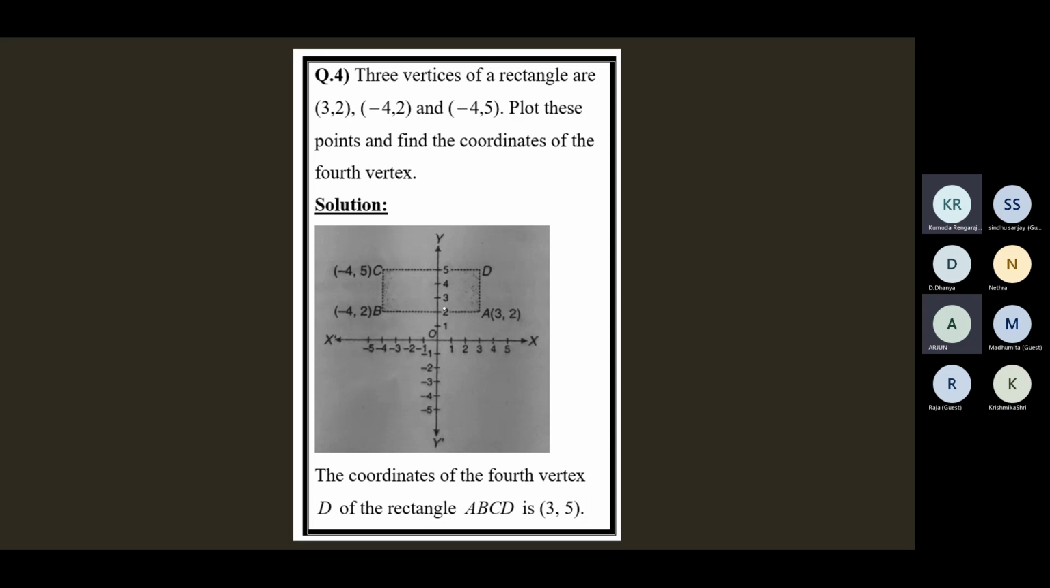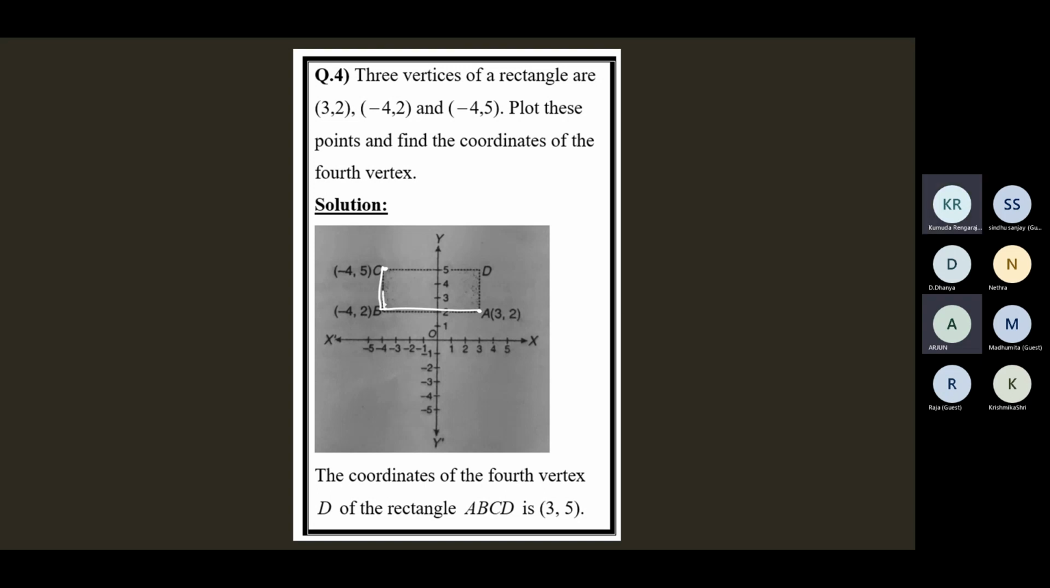So we have a rectangle ABCD. We plotted A here, 3, 2, B here, -4, 2, and C at -4, 5. See here, you have plotted A, B, C. Now the question is, where is D? Where should you mark the point D?